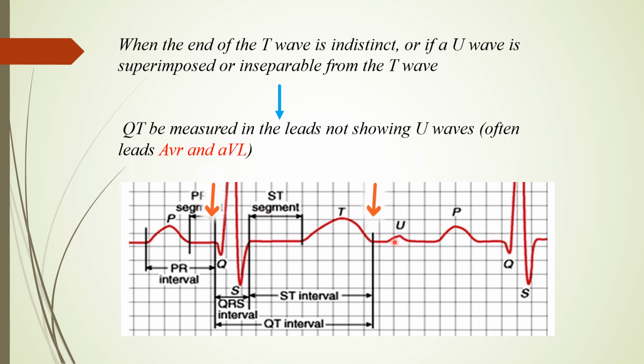So, sometimes when this U wave merges with the T wave, this causes confusion, and in that case, you have to look at the leads which do not show the U waves. So in that case, always try to look at the leads aVR and aVL because the U waves are often not seen in these ECGs, and it's pretty easy to measure the QT interval in that case.